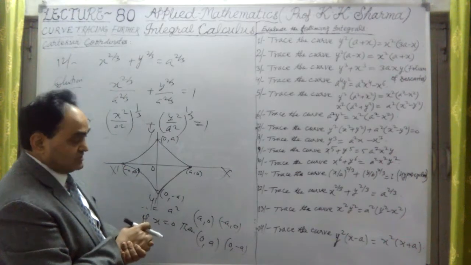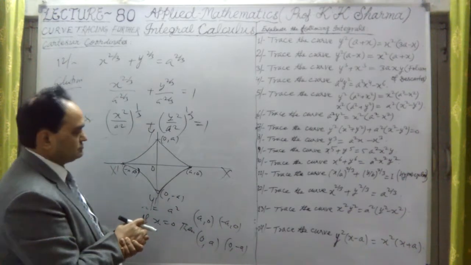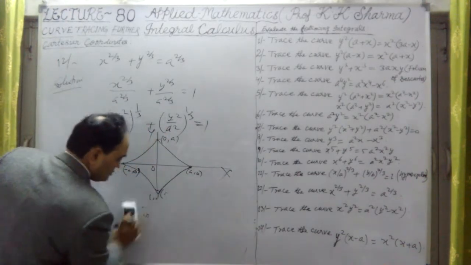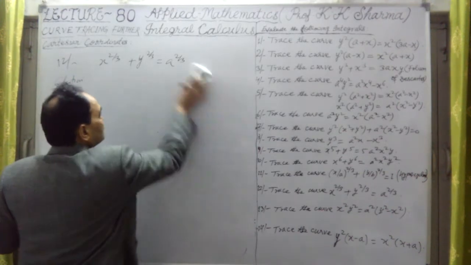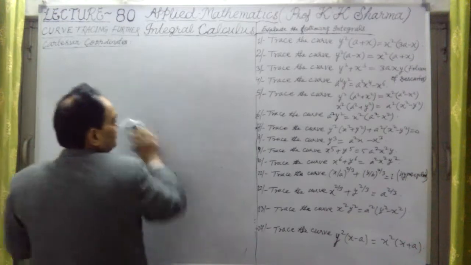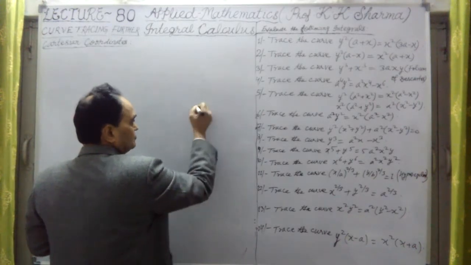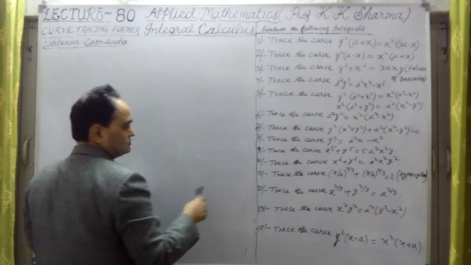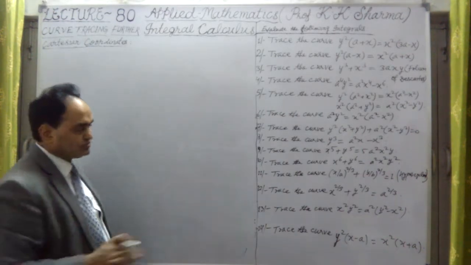Now, let us discuss question number 13 and 14. In this case there are no asymptotes, because there are no infinite tangents here. Tangents are not meeting the axis at infinity. So no asymptotes here. In the 12th question and 11th question, no asymptotes. In the 10th also there were no asymptotes. In the 9th also there were no asymptotes.